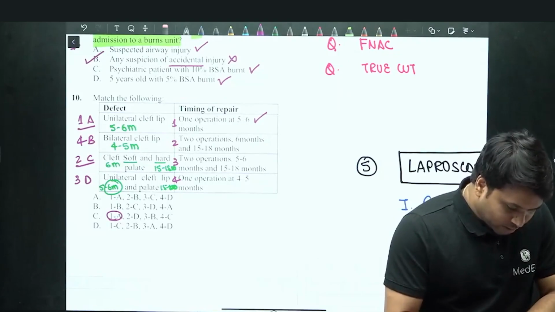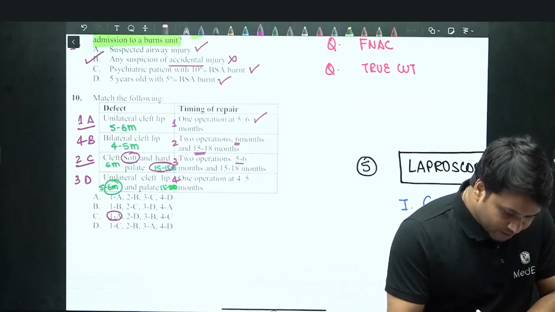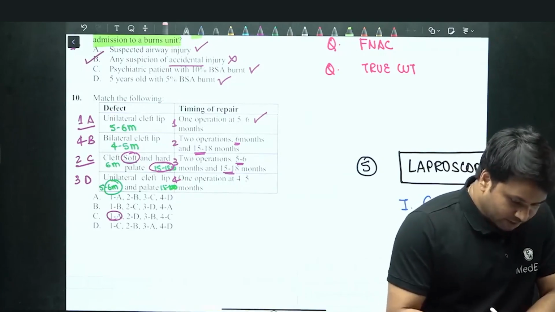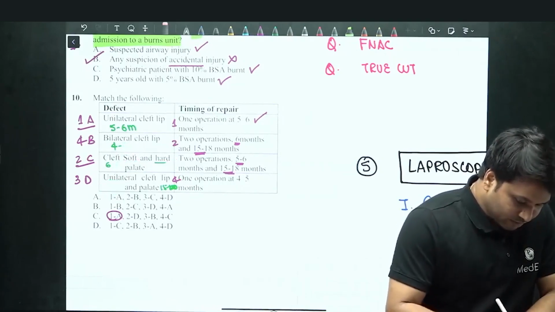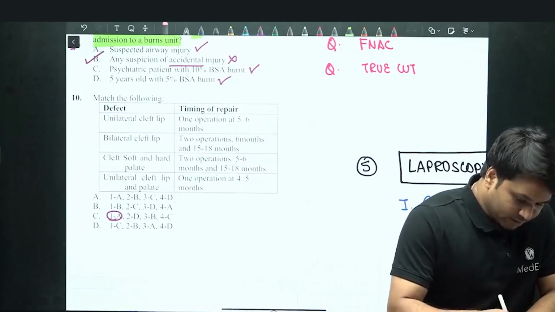Wow. C is what? Cleft soft is 6 months, single surgery. Another one is hard, between 15 to 18 months, right? So where we have 6 months, 15 to 18 months is there. 5 to 6 months, 15 to 18 months is there, right? Okay. Wait. This is getting a bit trickier. I'll make it simple. It is written wrong here. I'll just reassign.